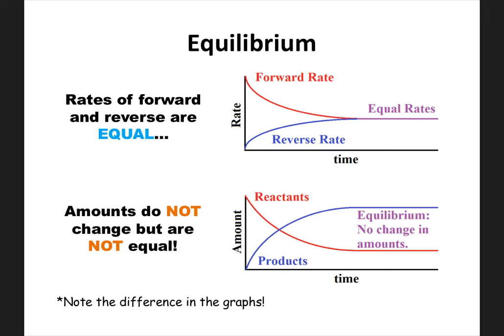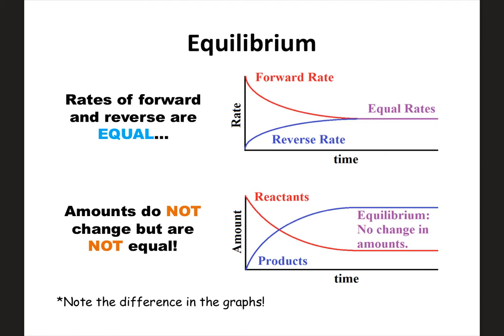This is different. In equilibrium, the rates of the forward and the reverse are equal to each other. That's how you know you're at equilibrium. But in a concentration versus time graph, the amounts don't have to be equal to each other. The amounts just don't change for a period of time. That's how you know you're at equilibrium.